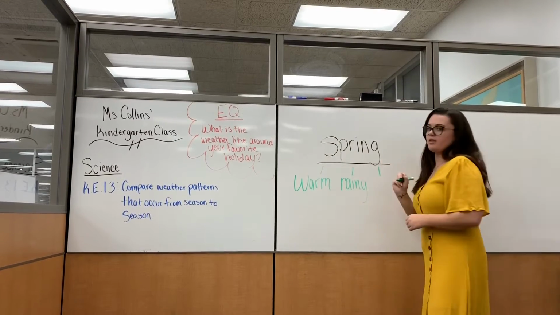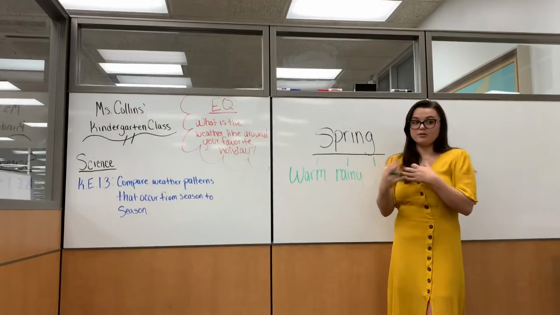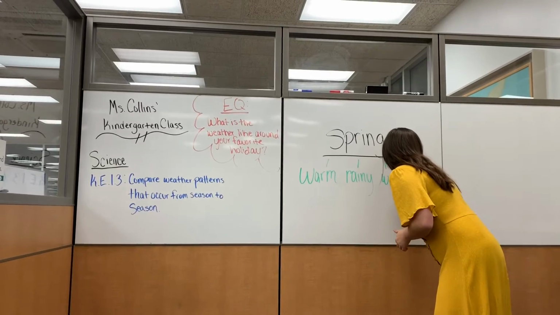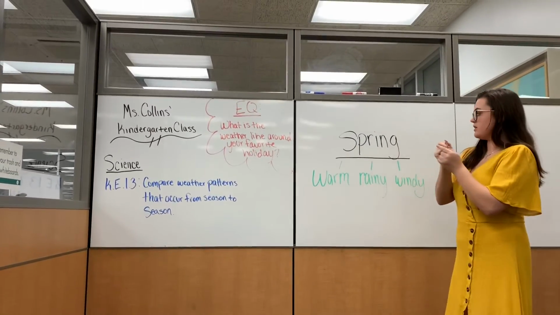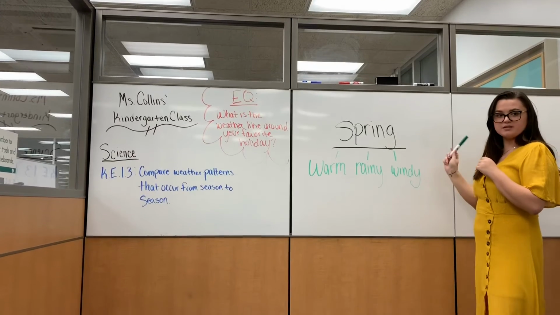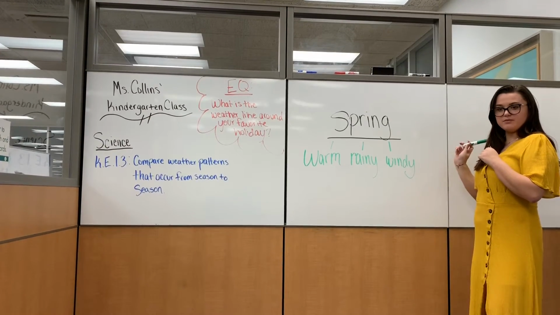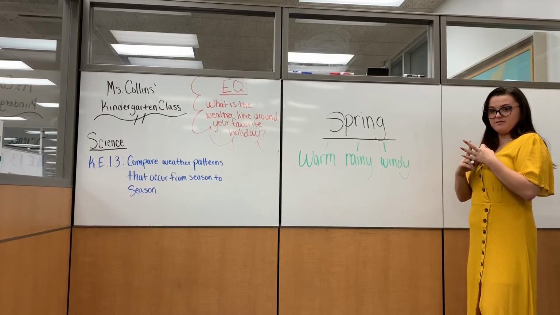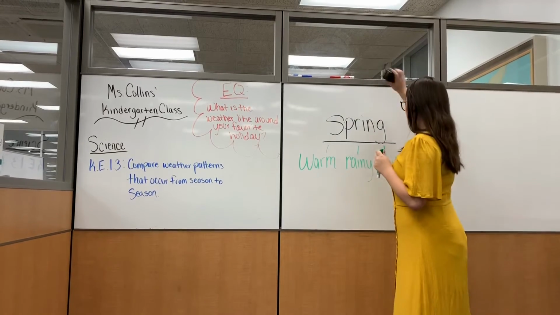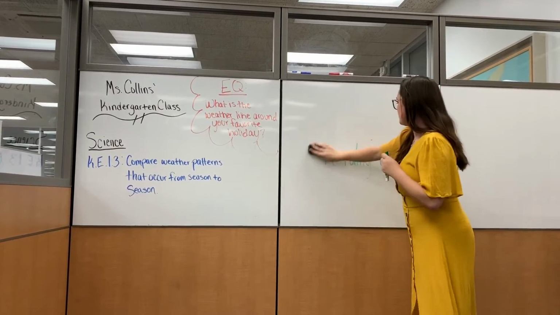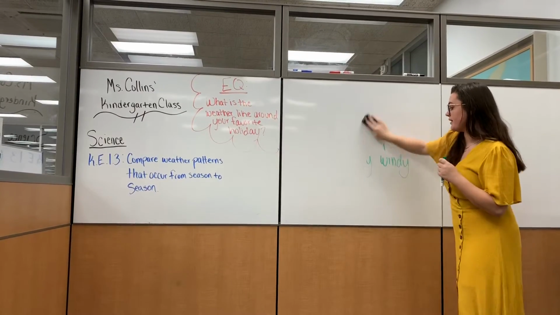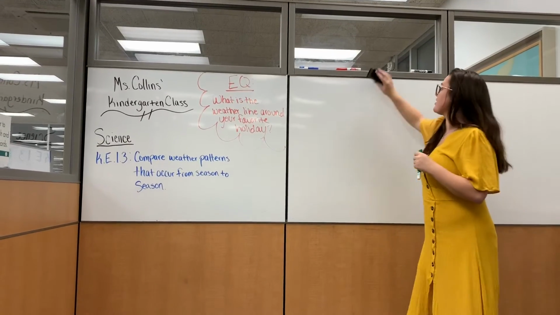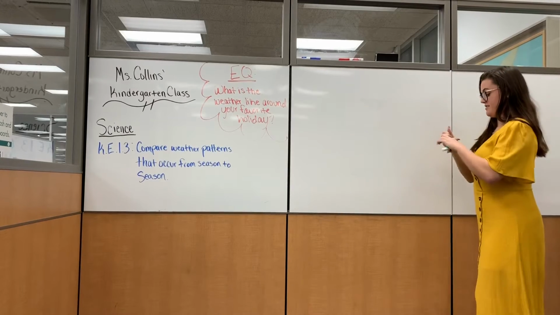And what is one more thing that happens? Sometimes it can get a little windy. Good job. You guys are so smart. Okay, so that's our spring. Do you guys know what months are during spring? You do? Okay, what are they? March, April, May, right? Awesome. So what season comes after spring? Summer. Good job. That's your favorite season, right?